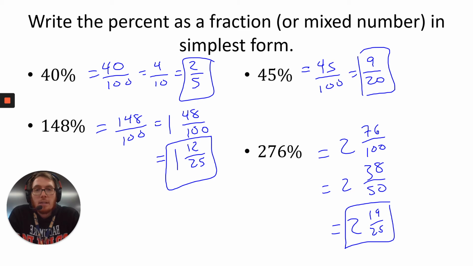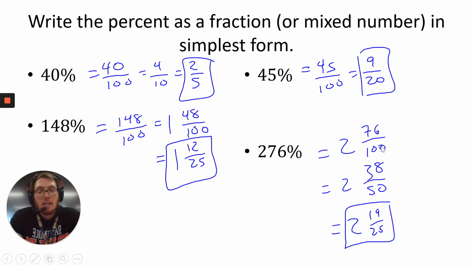Okay, let's recap what we just talked about in terms of percentages to fractions. So 40% can be 40 out of 100, simplifies down to 2/5. 45% should be 45 out of 100, simplified down to 9 over 20. 148% should be 148 over 100 as a fraction. Make it a mixed number, 1 and 48 out of 100, and simplify down to 1 and 12 out of 25.